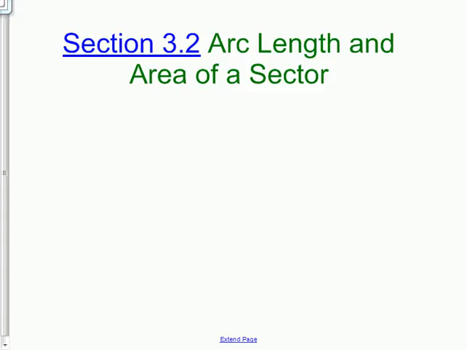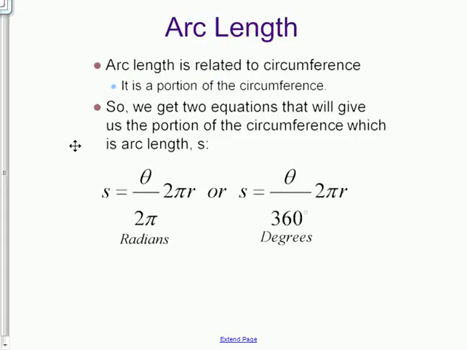So today we're talking about arc length and area of a sector. These are actually two pretty simple concepts most people don't have a problem with. So arc length. Here's the basic definitions. Arc length is related to circumference. Basically, you're just cutting out a piece of circumference.